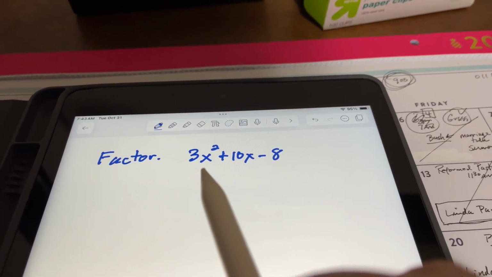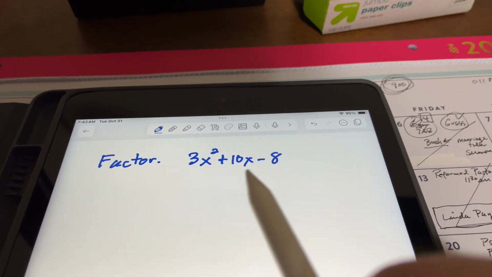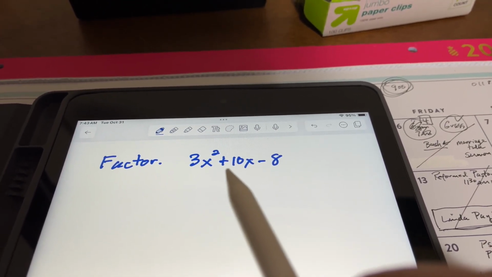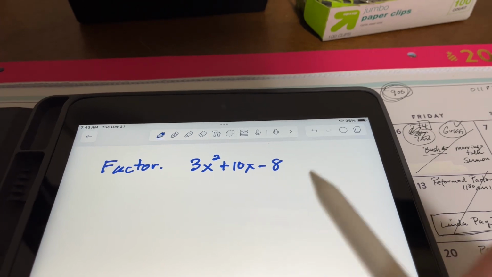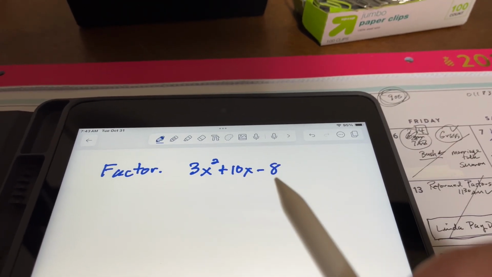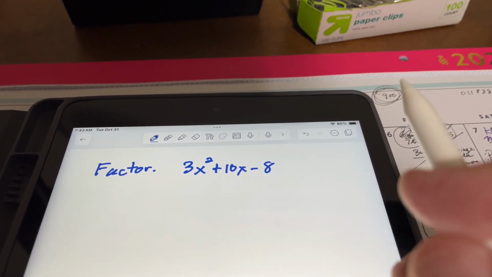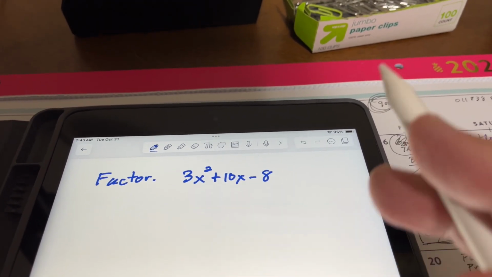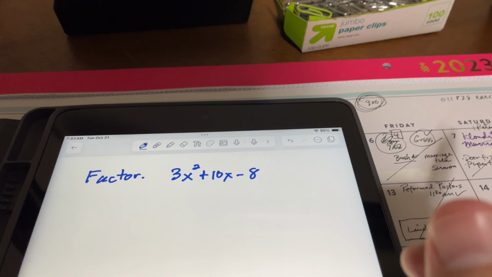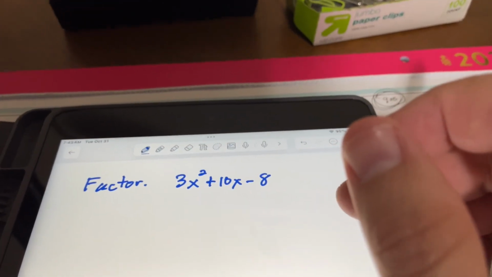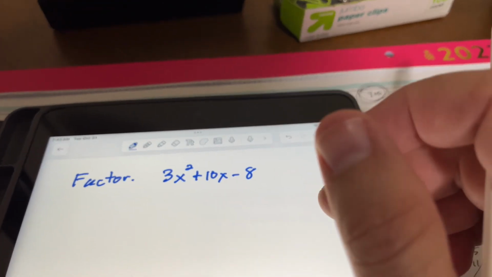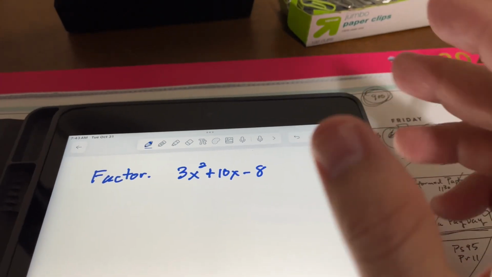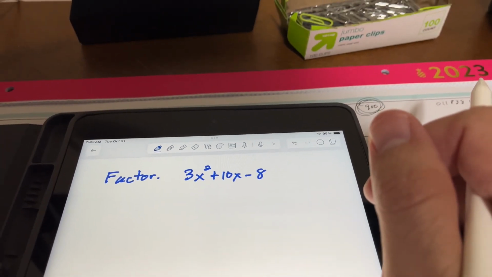But I want you to look at this. This does not have a greatest common factor. There's nothing that each term has in common. The last term does not have an x in it. The other two do. We have a 3, a 10, and an 8. There's no number that goes into all of those other than 1, and 1 doesn't really count in terms of a greatest common factor. So that's the first thing we check. There's no greatest common factor.